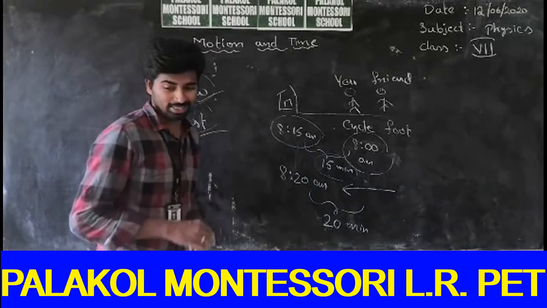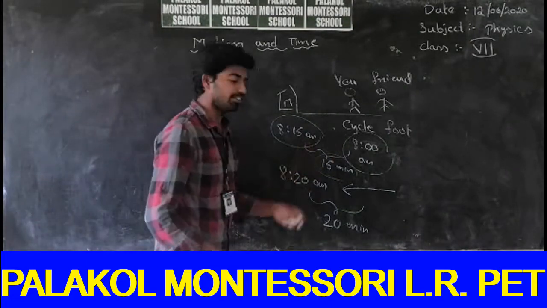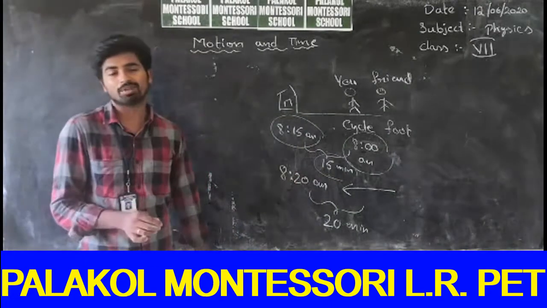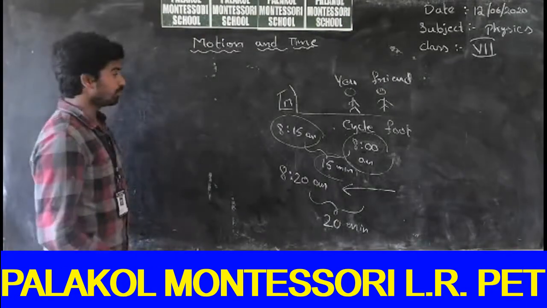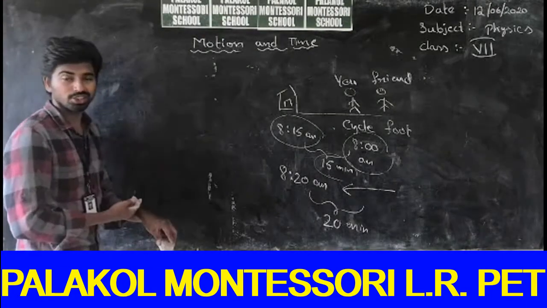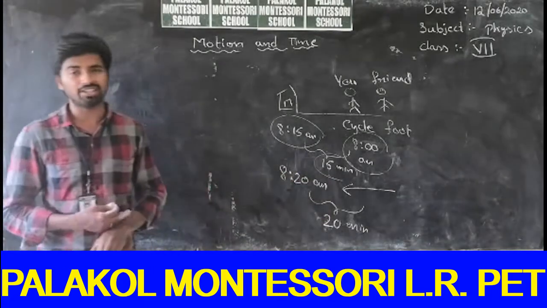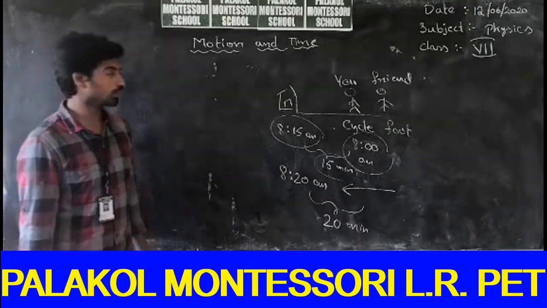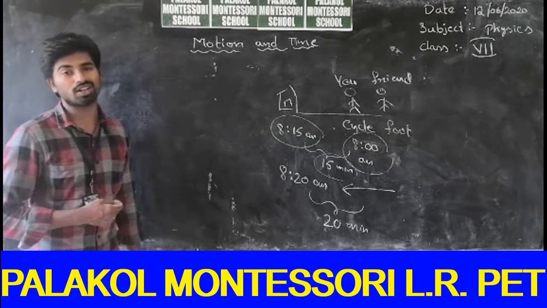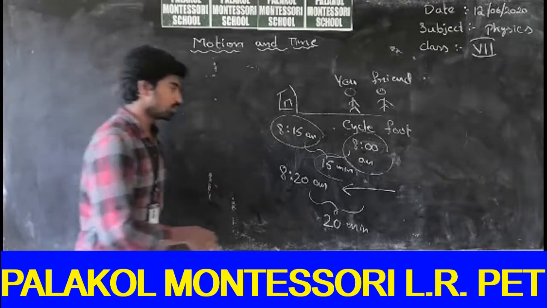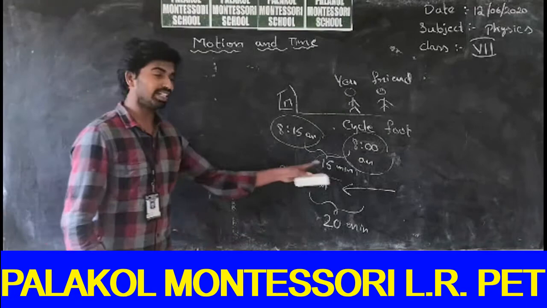Similarly, this time, 8 a.m. or 8:15 a.m., how can you measure the time? How can you know the time? You can measure the time with the help of hand watches or wall clocks. In olden days we used pendulum clocks to know the time. Now wall clocks or hand watches are available to indicate the time.